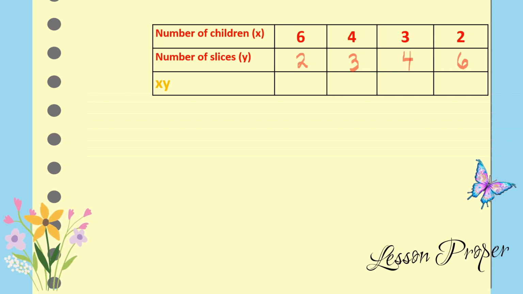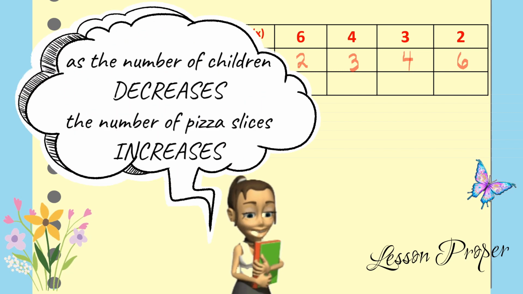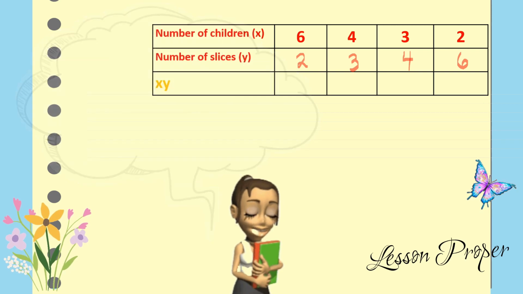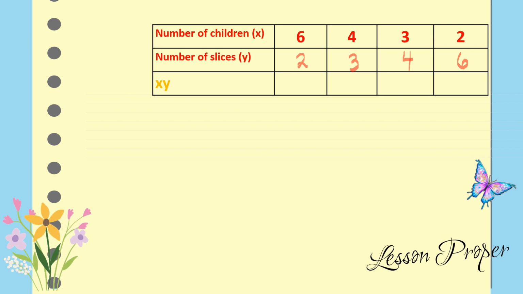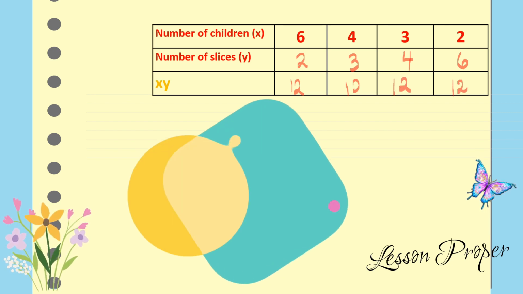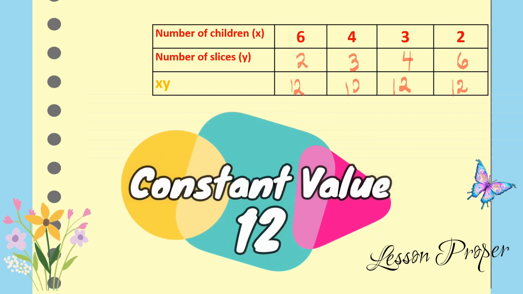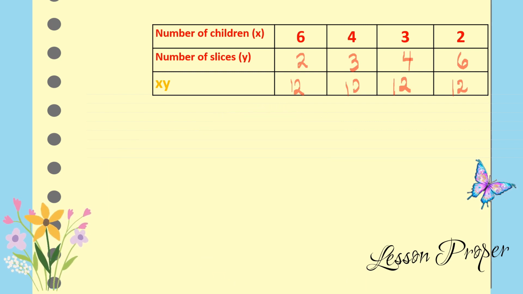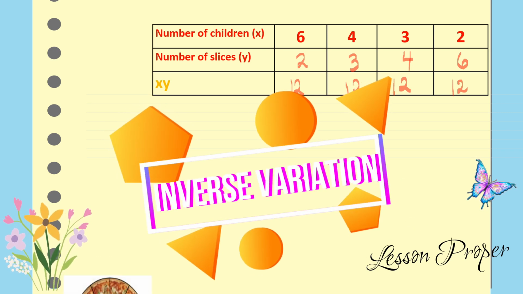Now, as you have noticed, as the number of children decreases, the number of slices increases. And if we multiply x and y, we get 6 times 2, that is 12. 4 times 3 is 12. 3 times 4 is 12. And 2 times 6 is 12. We have a constant value, which is 12. This particular situation illustrates an inverse variation.